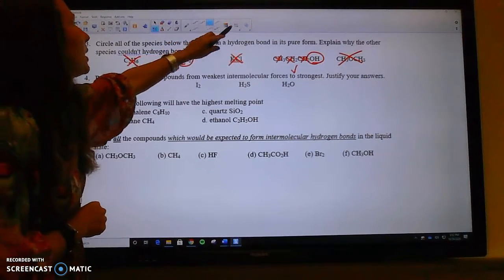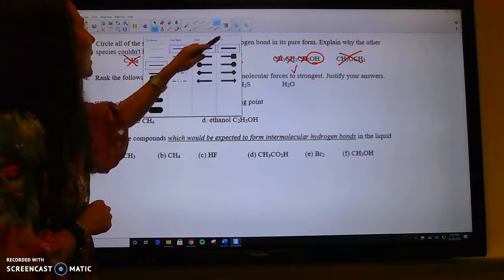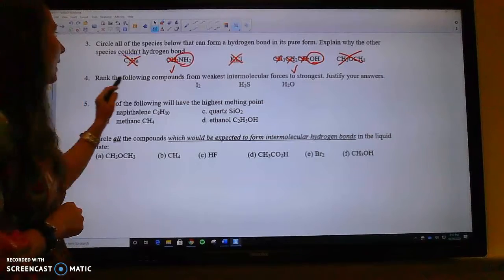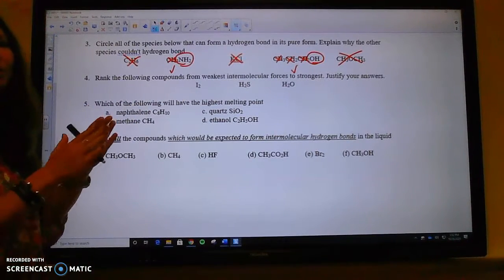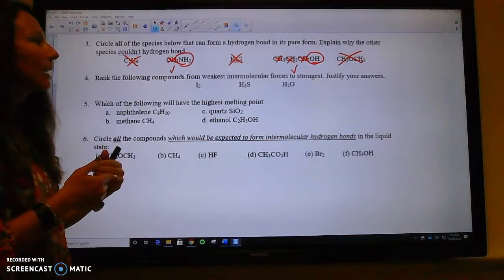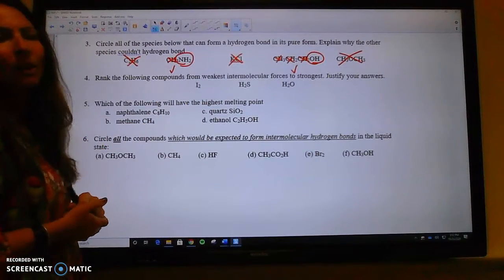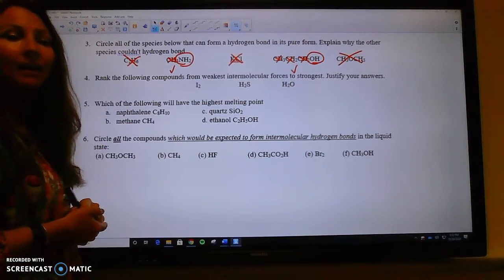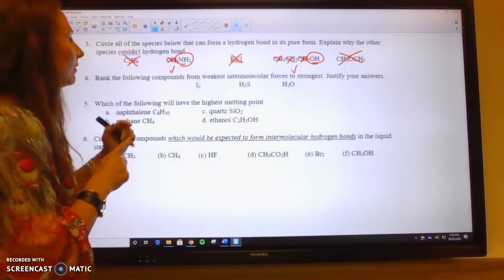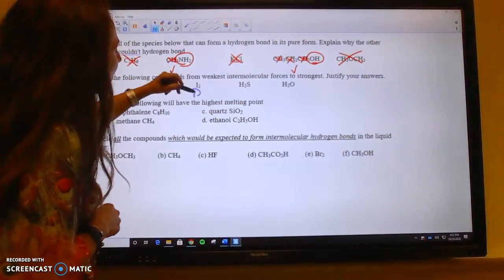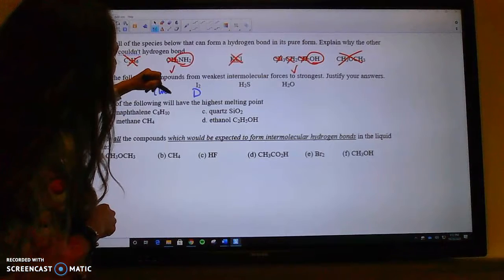All right, moving on to number 4. Number 4 asks us to rank each of these 3 from weakest intermolecular force to strongest and justify our answers. So first we're starting with iodine. Iodine is bound to itself. So that should be a dead giveaway that it is dispersion forces, which is the weakest.